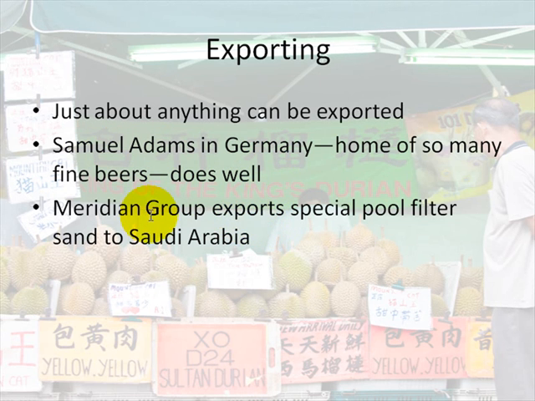The Meridian Group is a business that exports special pool filter sand to Saudi Arabia. So now here's another firm that's exporting sand to Saudi Arabia. That's almost unthinkable. You wouldn't imagine that there's a market for sand in Saudi Arabia, but there is. So the bottom line is just about anything could be exported.